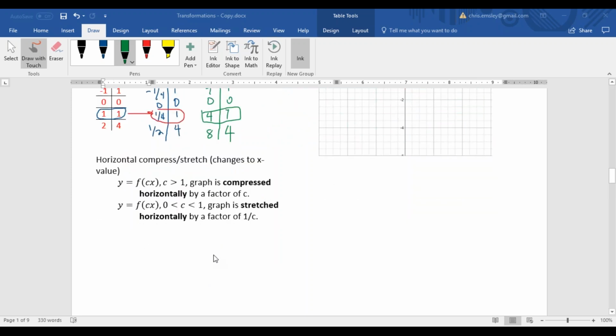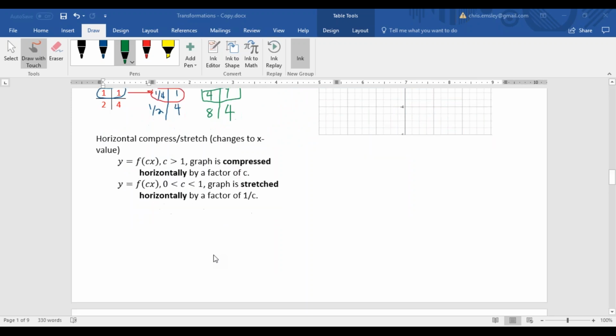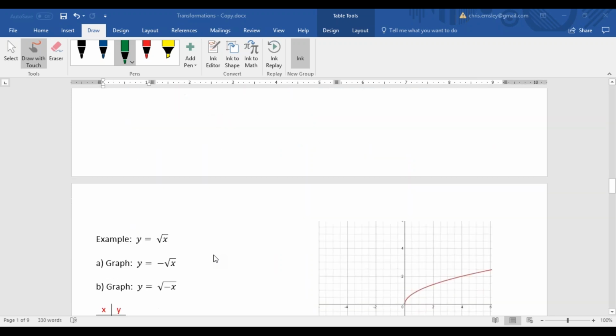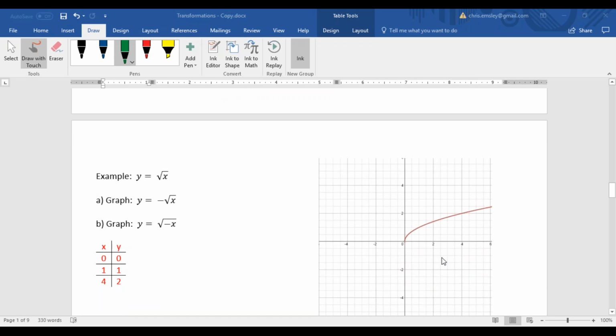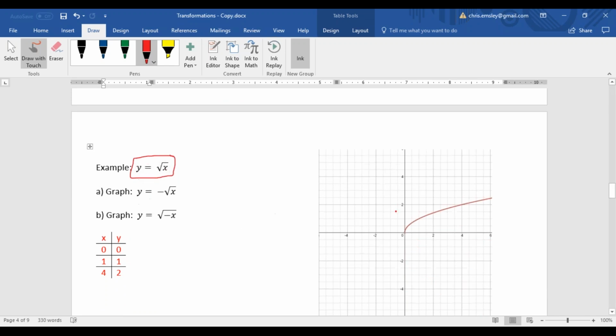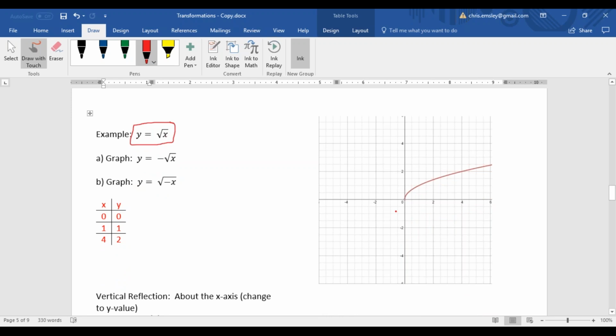Okay, so we did shifts up and down. We did compressions and stretches up and down. We have one more type of transformation we are going to look at. And we have a different parent function this time. I did change this one a little bit. So here is our new parent function. Now we're going to use y equals the square root of x, which I have graphed over here to the side. And I have a t-table over here to the left. So those are our values for our new function.